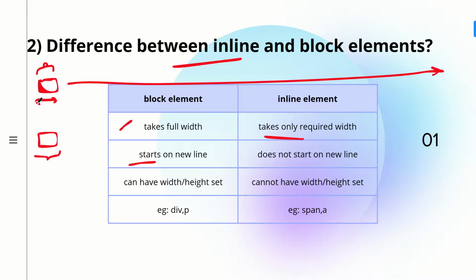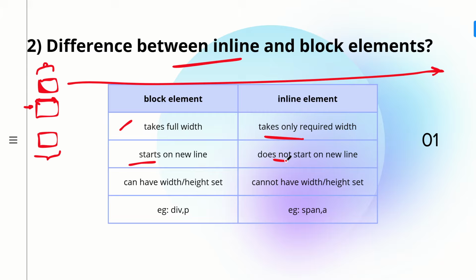So after this block element, if there is again a new block element, then it is going to start in the next line. So all the block elements start in the next line. They do not allow anyone else to be there in the same space. So they will take the entire width and they will start in the new line.